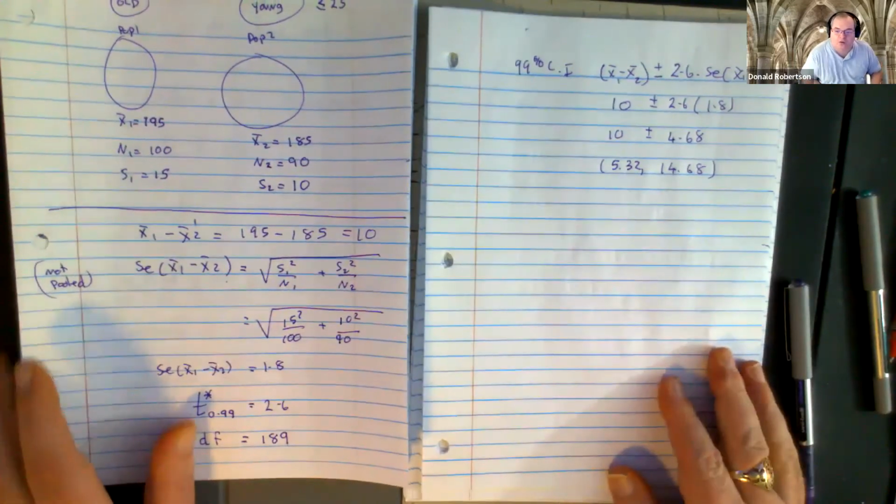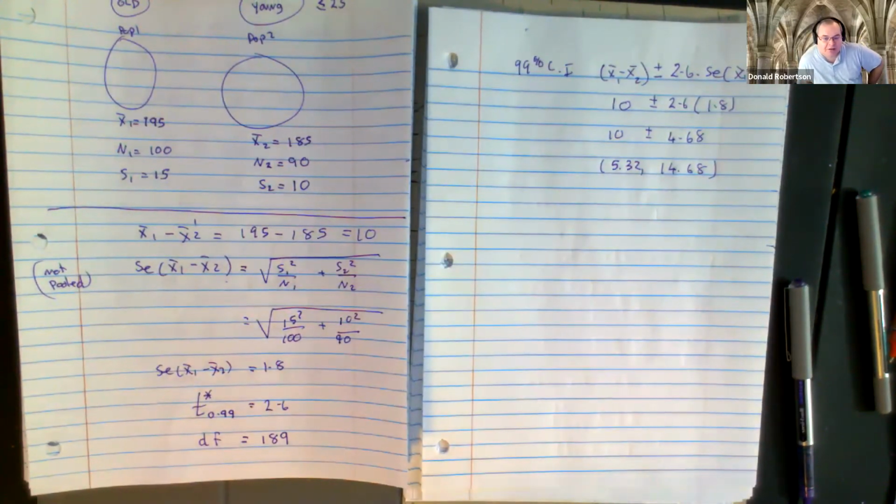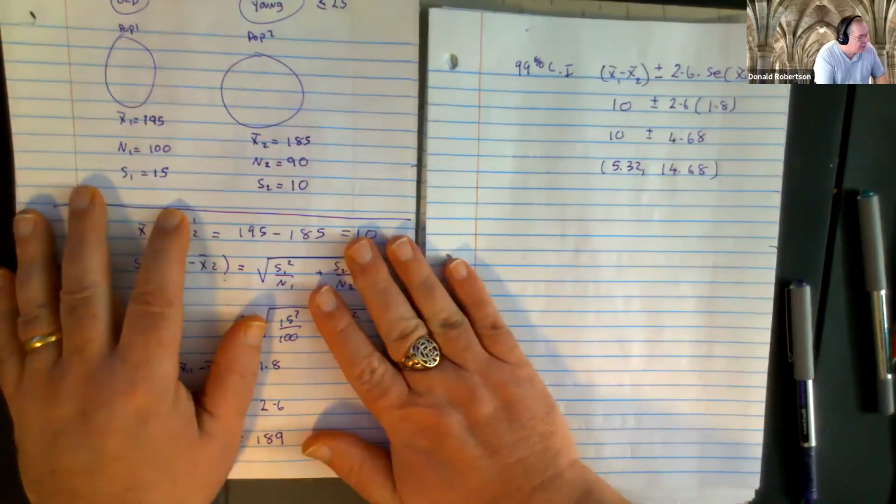And yes, based on that confidence interval, old people are fatter than young people. Sounds good?